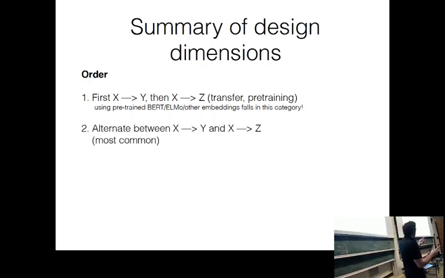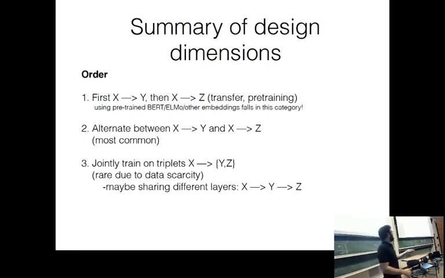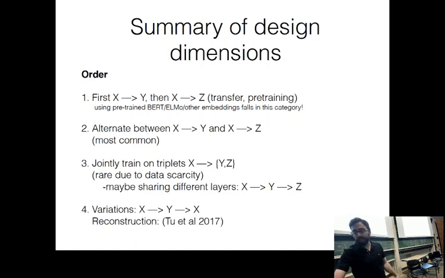Another thing is just train jointly on the two tasks, alternating between the two. Or if you're lucky enough and you have data of triples where, given a source, you have both outputs for the two tasks, you can just train on both of them at the same time. And when you're doing that, you might end up sharing different layers, as we showed in the last examples.